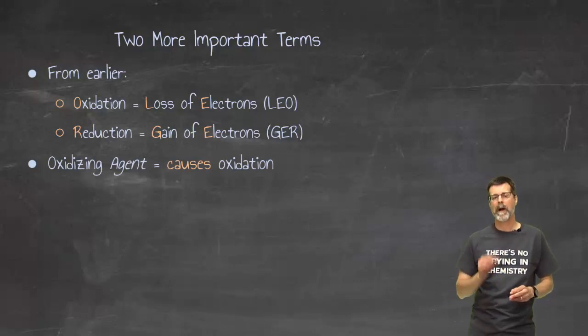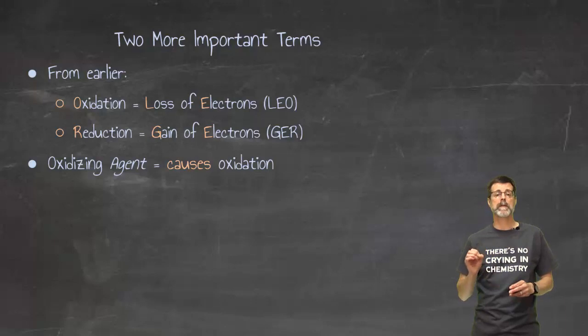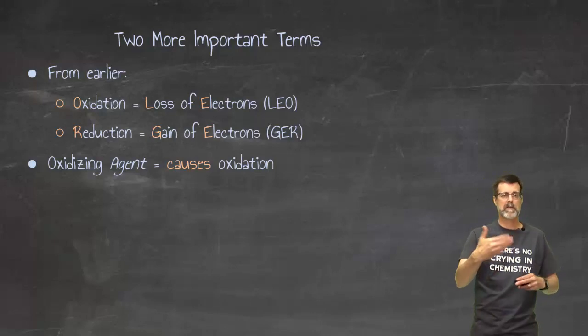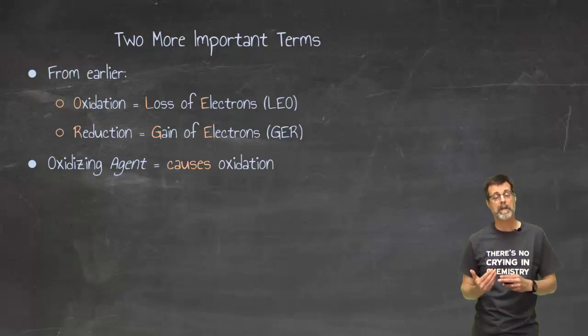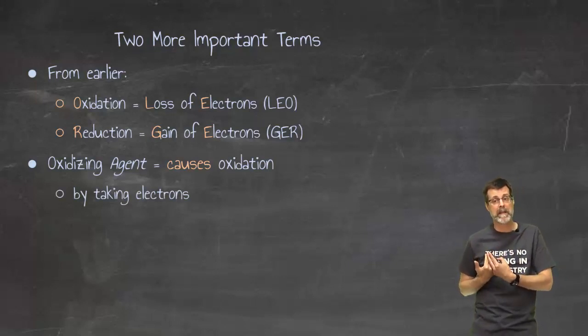Here's the thing though. I can also talk about an oxidizing agent. Now an agent is a thing that causes it to happen. So an oxidizing agent is a thing that causes oxidation. Oxidation is a loss of electrons. So how do you cause oxidation? You take electrons away. Well, if I take electrons away, I have effectively gained them. That means I got reduced.